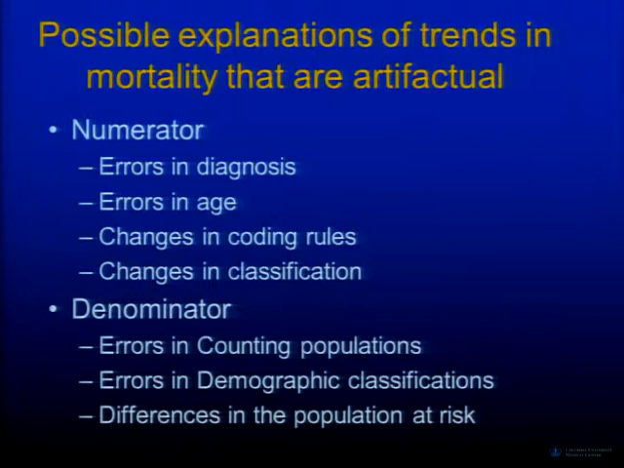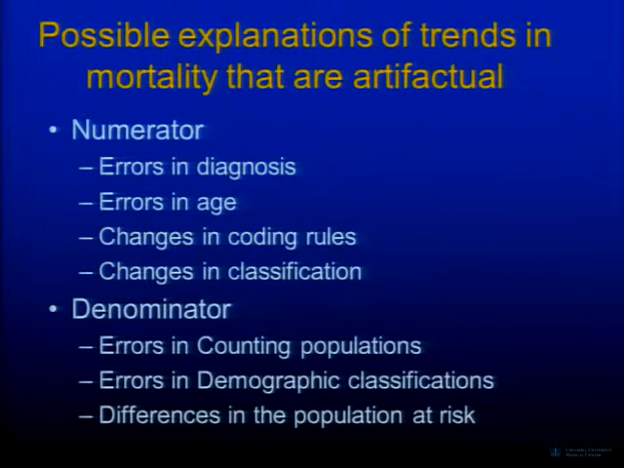It's also in terms of the denominator. Remember, when you're talking about trends in mortality rate, you have your numerator and you have your denominator. And we talked a little bit about some of these errors in counting the population, errors in demographic classifications, particularly those people who are of different ethnic backgrounds, who are not always counted as accurately, and also differences in the population at risk. Have we really accounted for that? Someone maybe is not at risk for the disease, say it's uterine cancer, because they had a hysterectomy in the past?